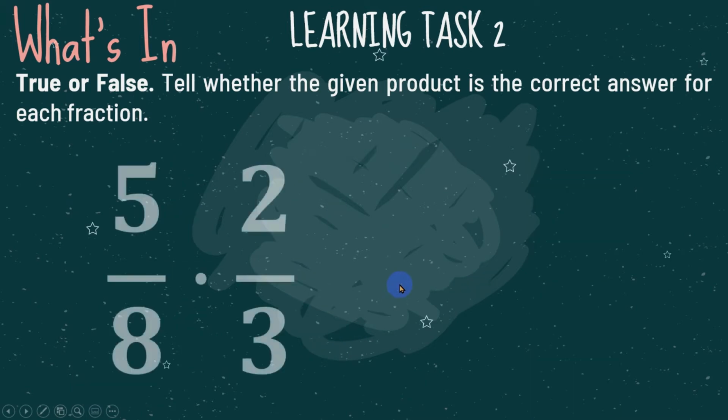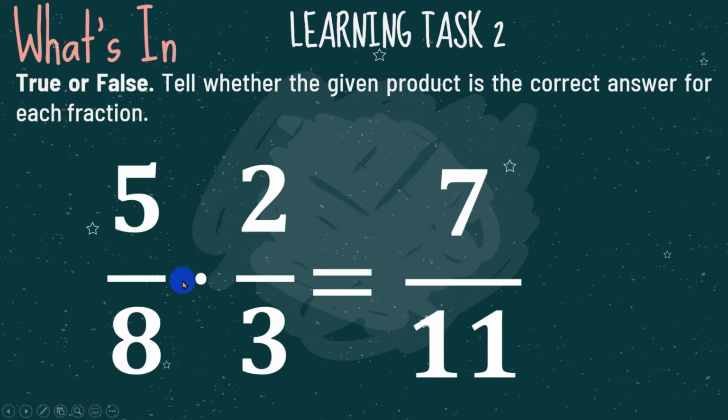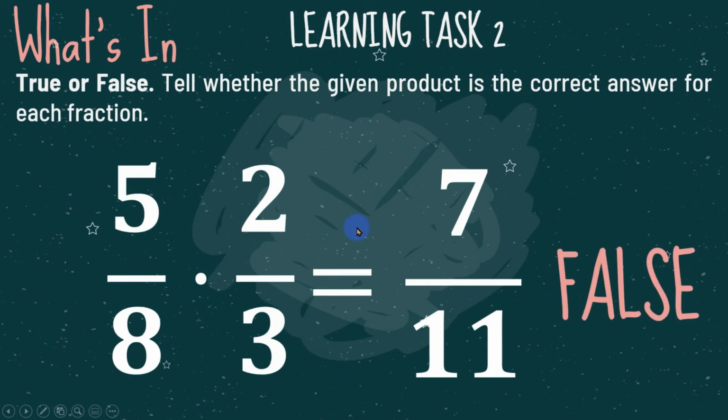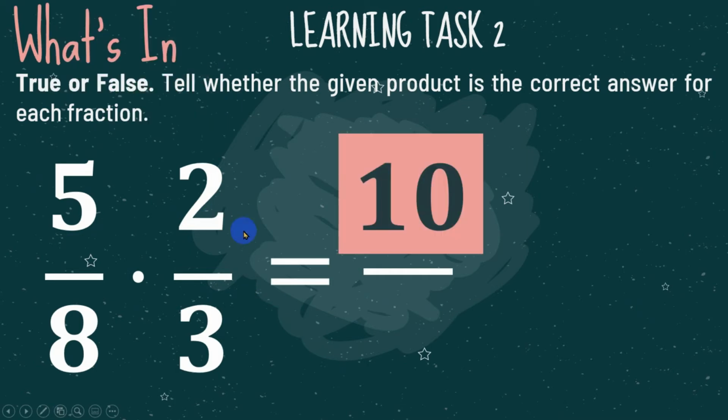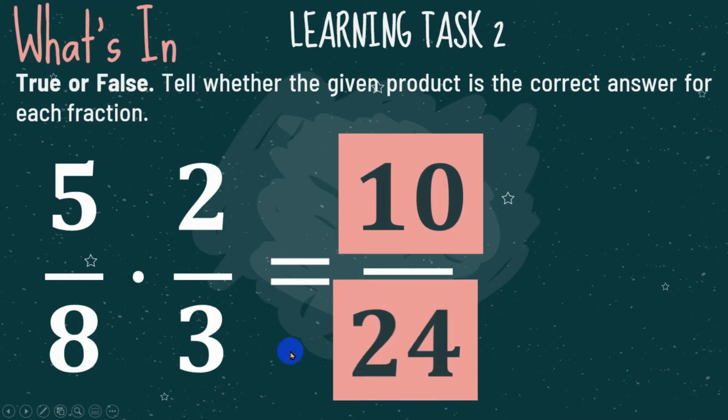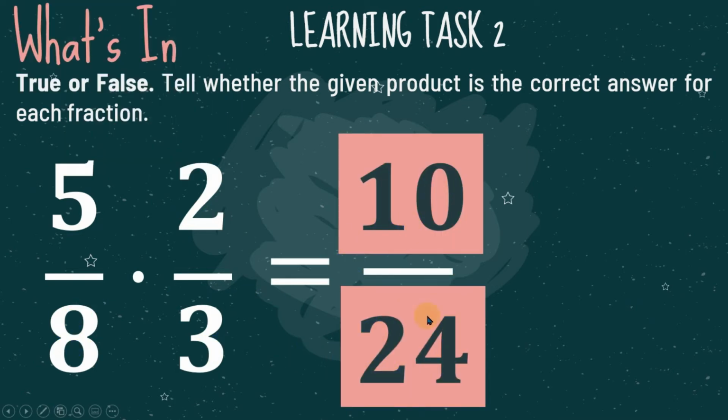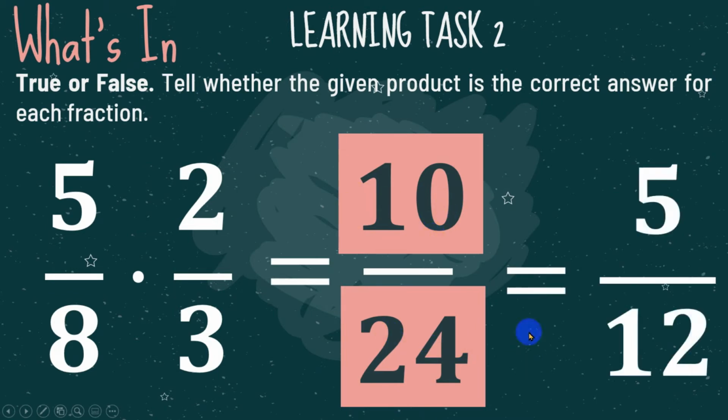So, let's have the second one. 5 over 8 and 2/3 is 7 over 11, the product for these fractions. So, the answer is false. So, let's see why it is false. Okay? So, again, we multiply the numerator by numerator and denominator by denominator. So, that means 5 times 2, we have 10, and 8 times 3 is equal to 24. And if we simplify this, they are both divisible by 2, so we have 5 over 12.